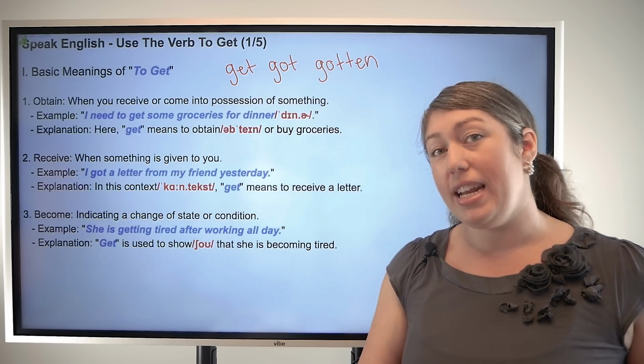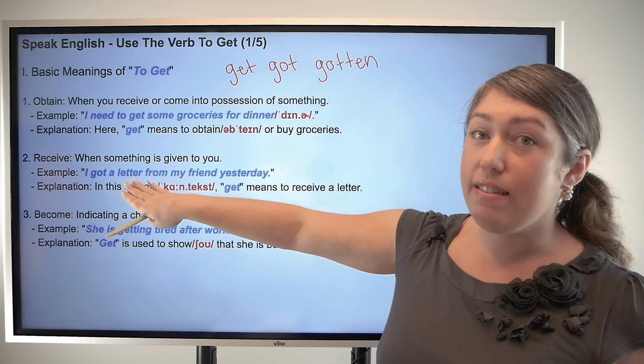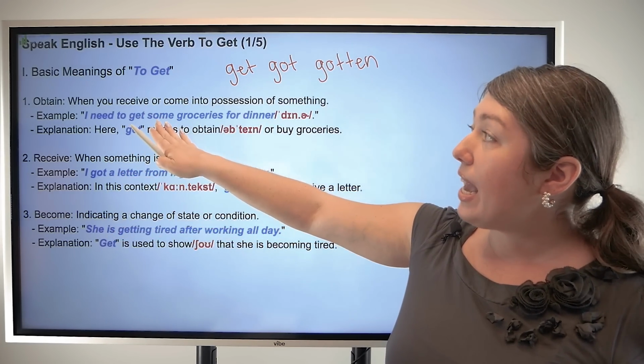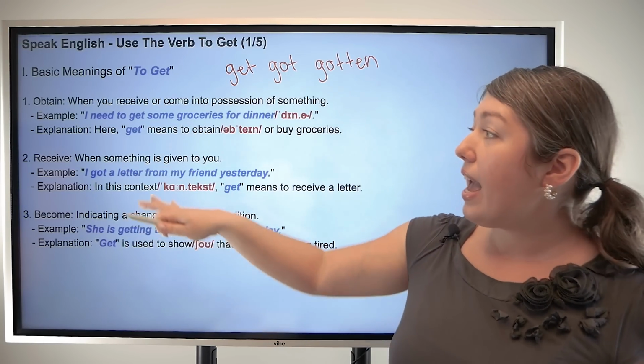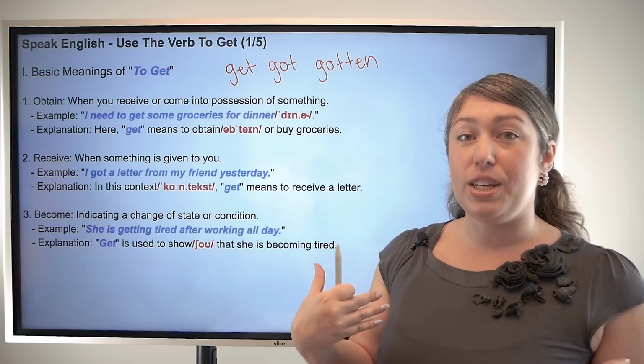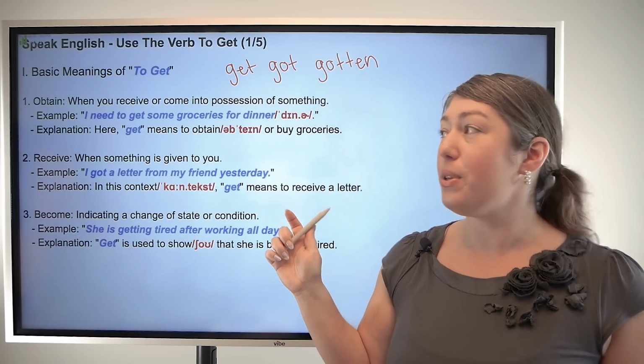There are 3 basic meanings of to get. We can use it to mean obtain, receive, and become. So obtain refers to when you receive or come into possession of something, and receive when something is given to you, and become when you are changing states. So let's look at some examples.